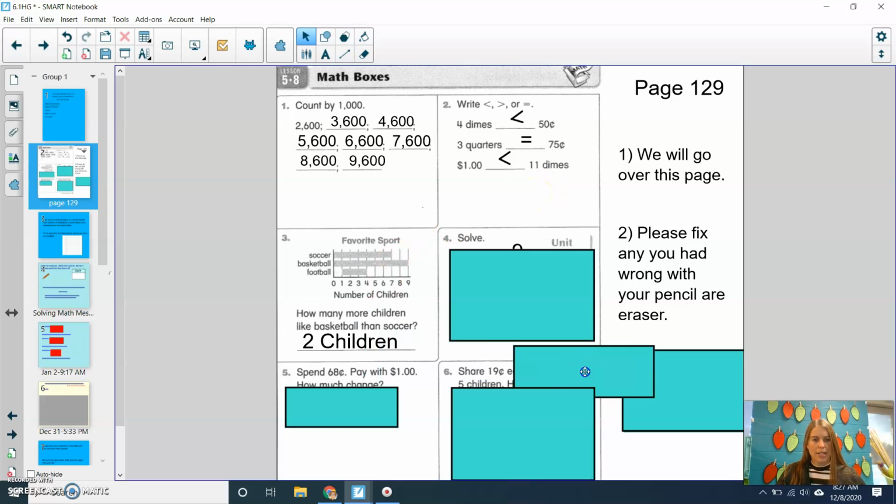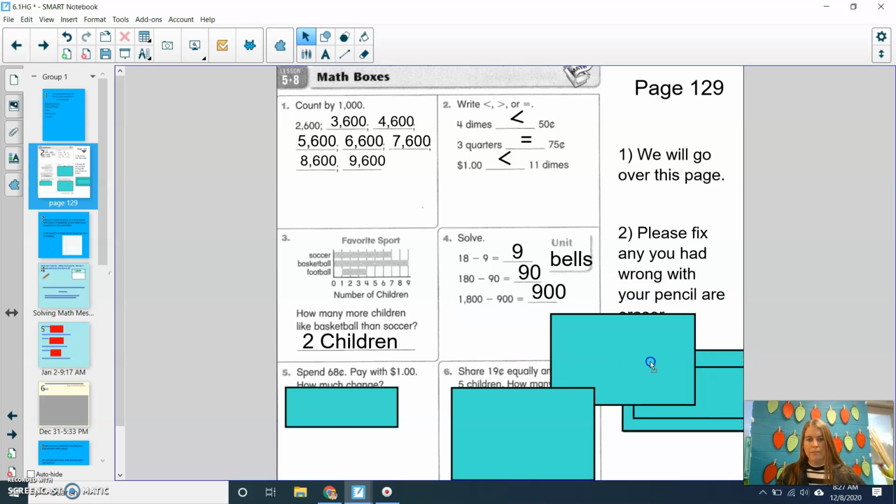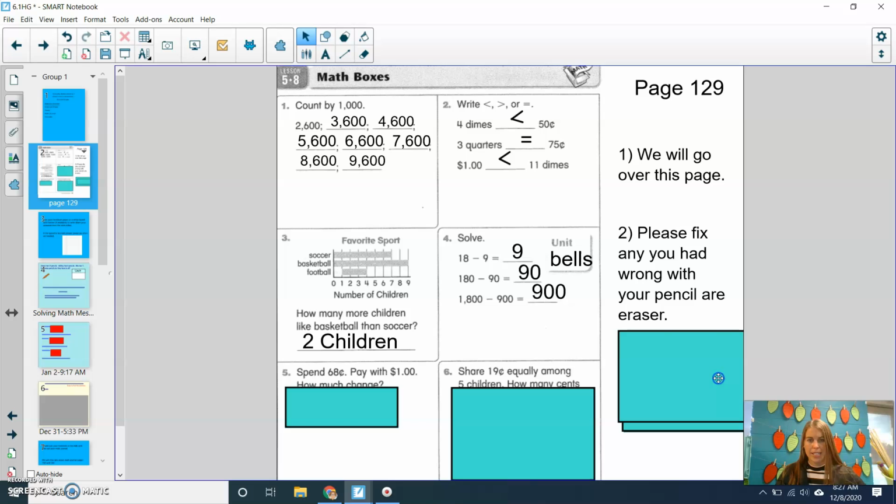For question number 3, here's the number of children that like soccer, basketball, and football. How many more children like basketball than soccer? So I can see that basketball is 2 children further over than soccer. So 2 children would be my answer. For question number 4, solve. So we know that 18 minus 9 equals 9. So then 180 minus 90 would equal 90. 1,800 minus 900 equals 900. And the unit that I chose today were bells.